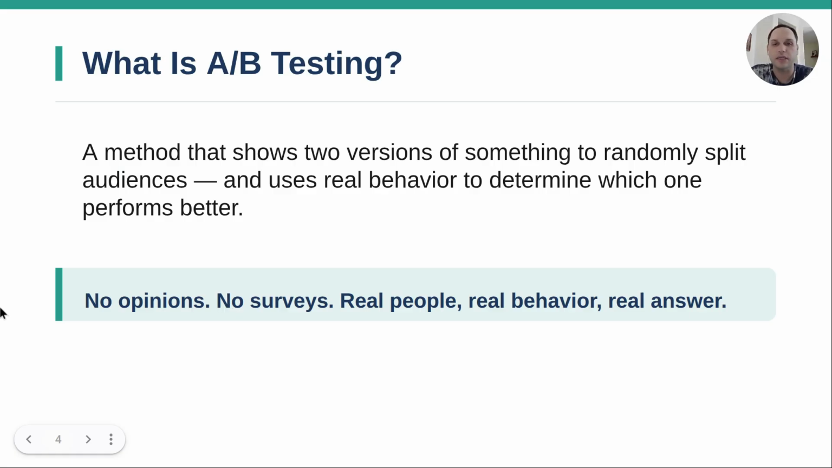So what is A/B testing exactly? It's a method that shows two versions of something, a headline, a page, an email, to randomly split audiences, then uses real behavior to determine which version performs better. Version A is typically your control, what you have right now. Version B is the challenger, the new idea you want to test. No opinions, no surveys, no guessing. Real people making real decisions, and the numbers tell you who won.